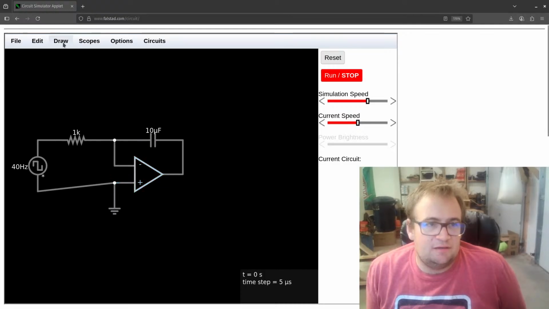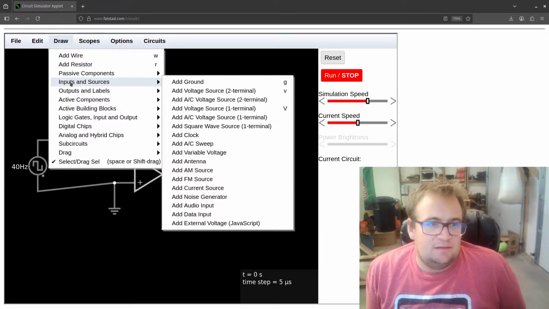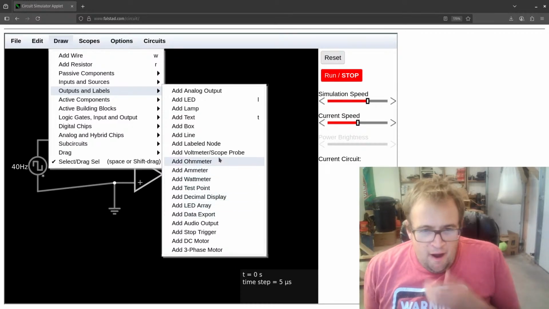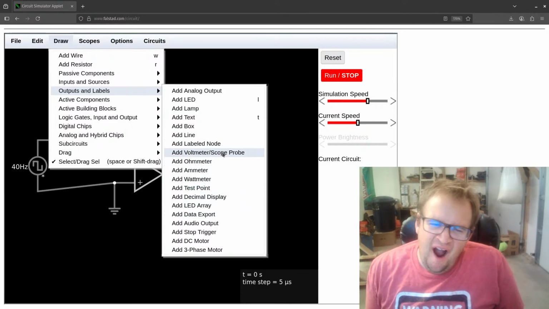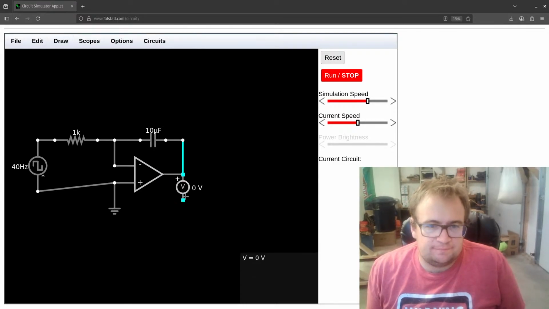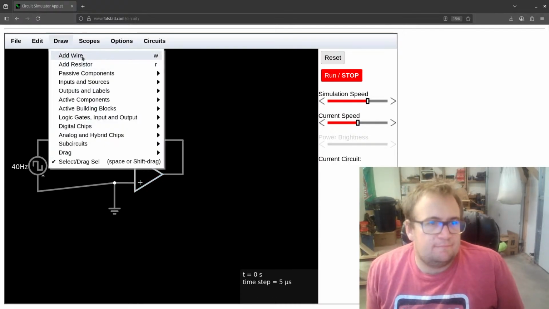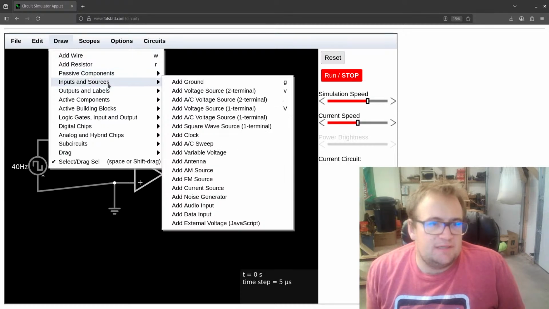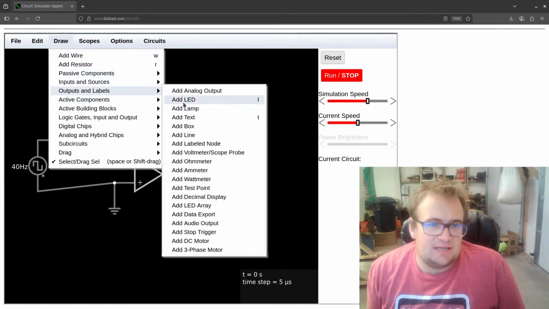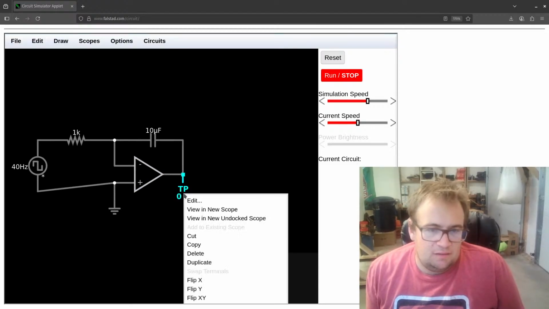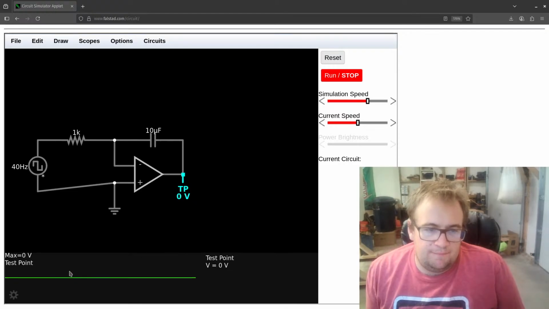Here, I'm going to actually add a scope. Outputs and labels. Sorry, I don't want that. Draw. Where's my test point? I just added the test point. There, test point. Right there. Then I can view a new scope. So there's our scope.